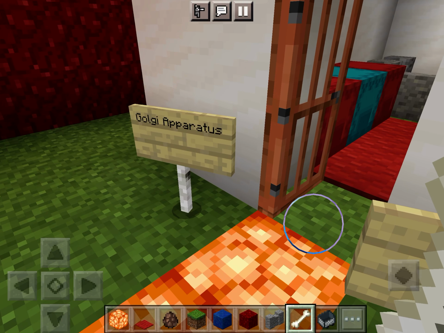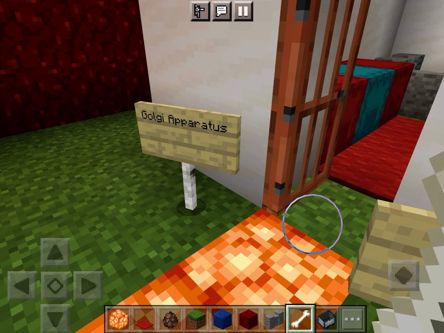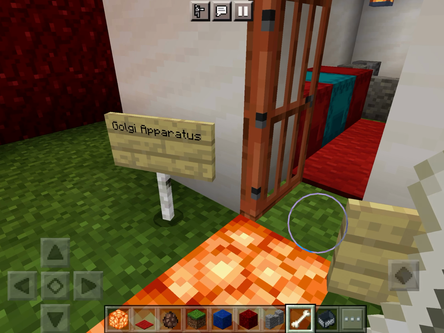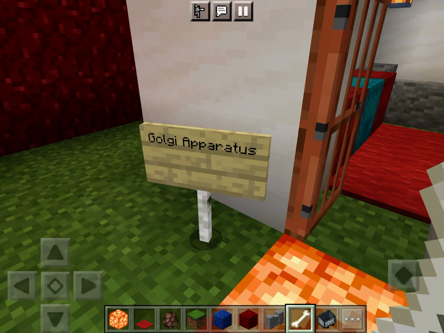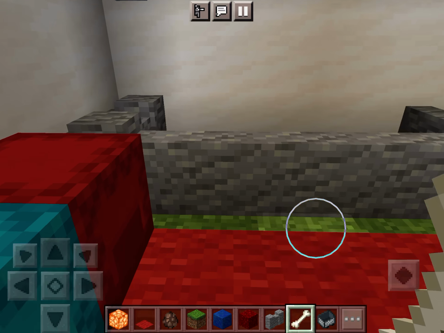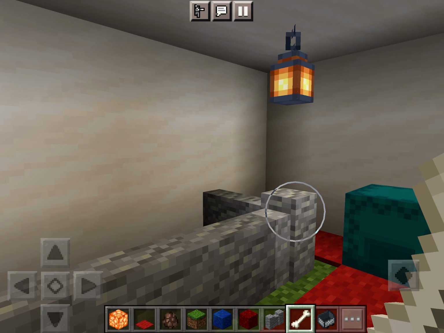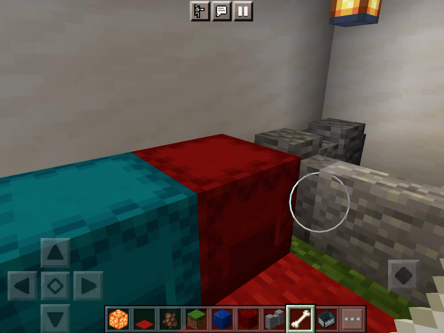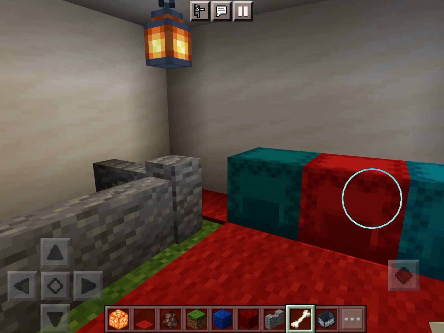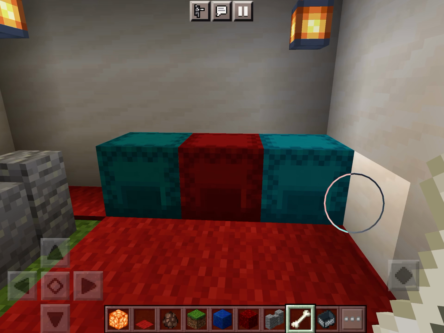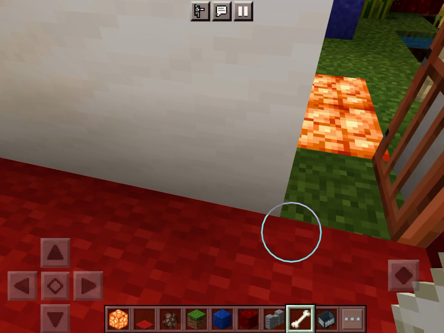And the Golgi apparatus packages and distributes material from the endoplasmic reticulum. So here it is. And then the boxes, the blue and red boxes, are the materials from the endoplasmic reticulum being ready to be packaged.